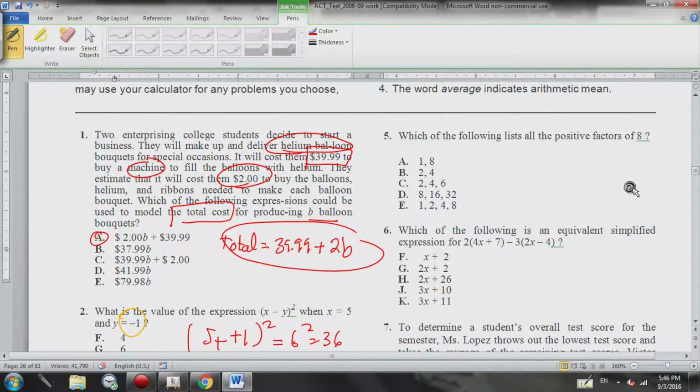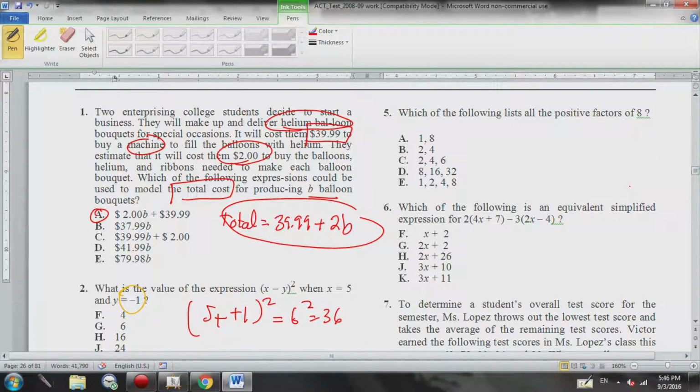Number 5. Which of the following lists all the positive factors of 8? So factors of 8 are, well, what goes in 8? Well, 1 goes in 8, 2 goes in 8, 4 goes in 8, and 8 goes. These are all factors of 8. So that's easy enough.